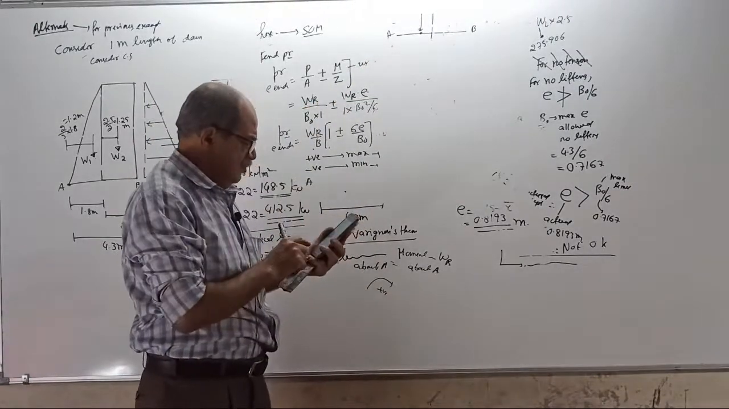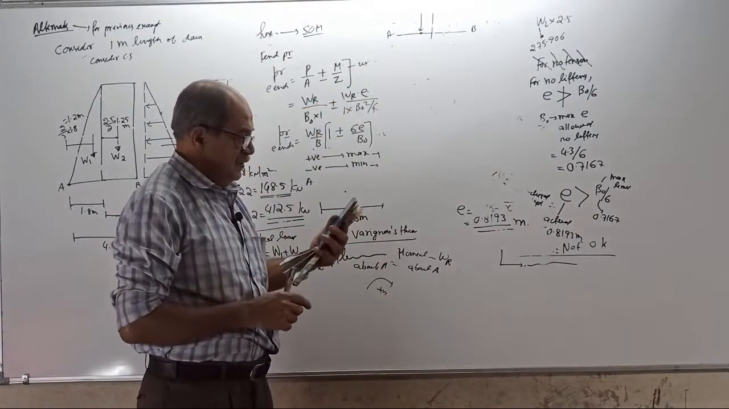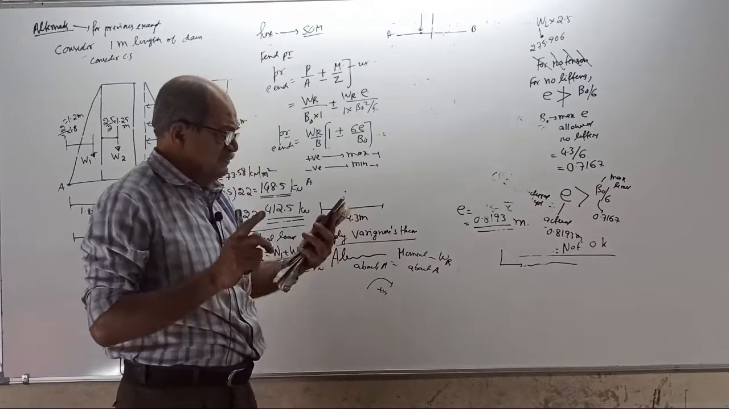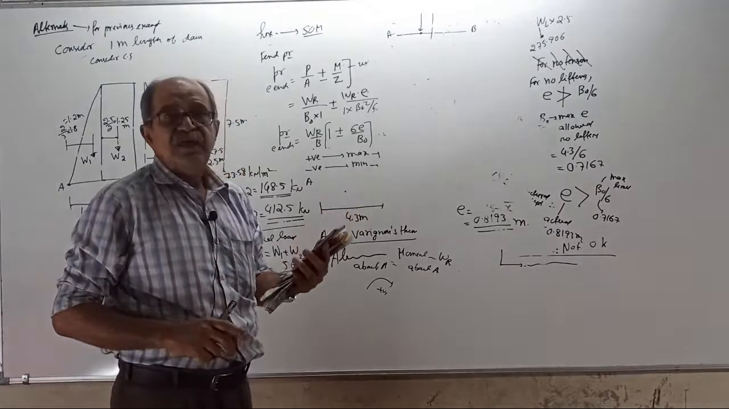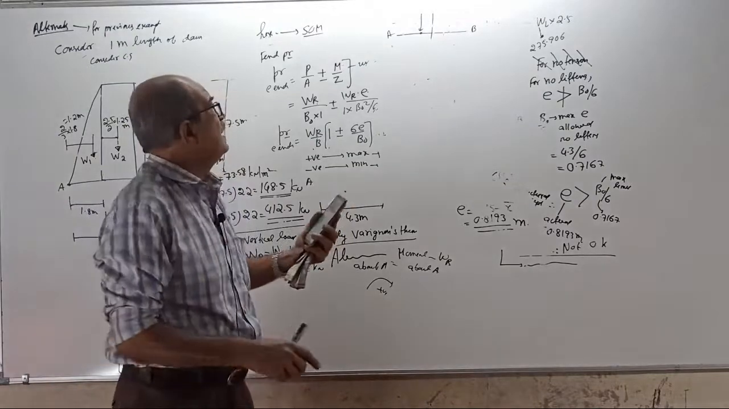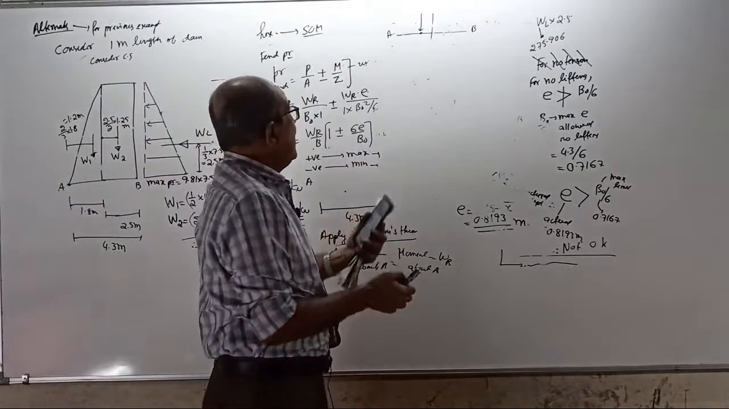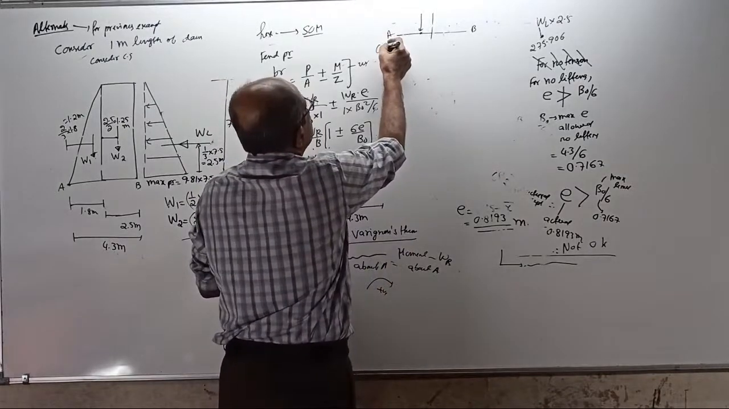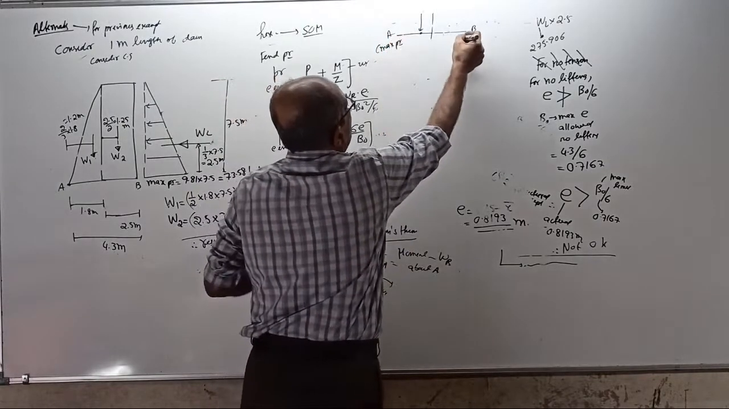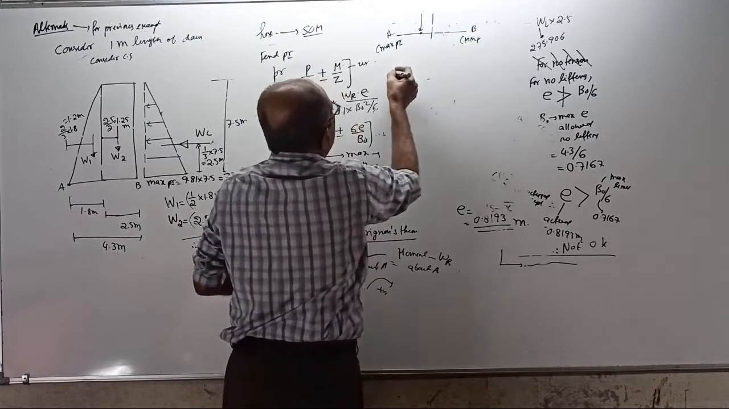First, common sense. Maximum pressure is at A or B. Think a little and tell me. Resultant load is here. You are leaning this way. So A has maximum pressure, B has minimum pressure. Okay, start.